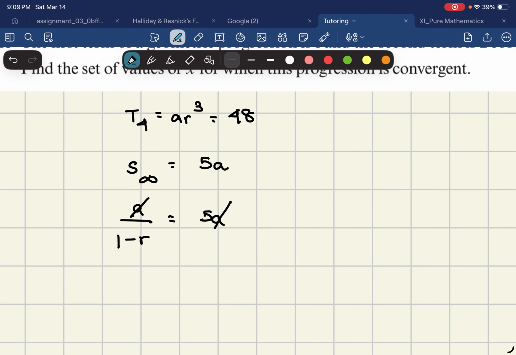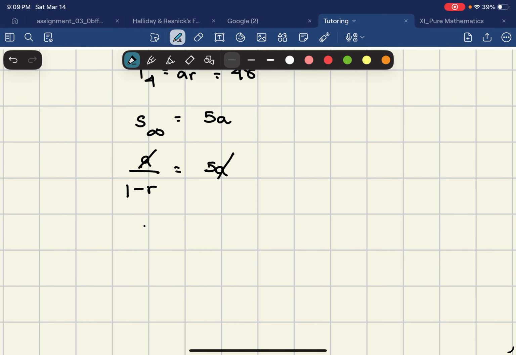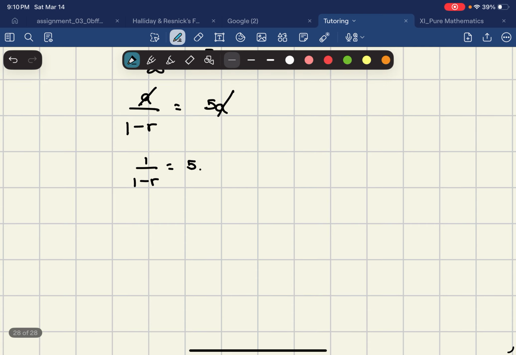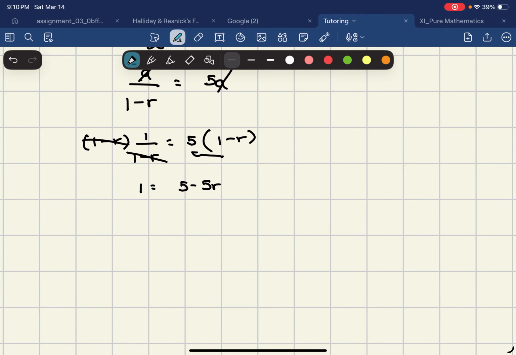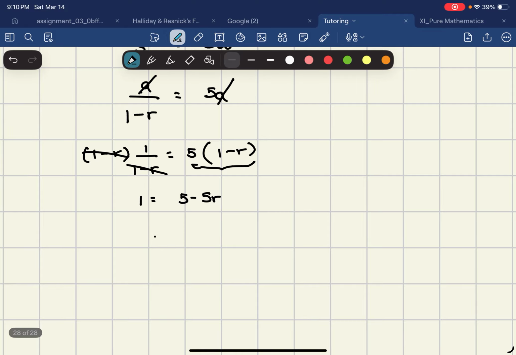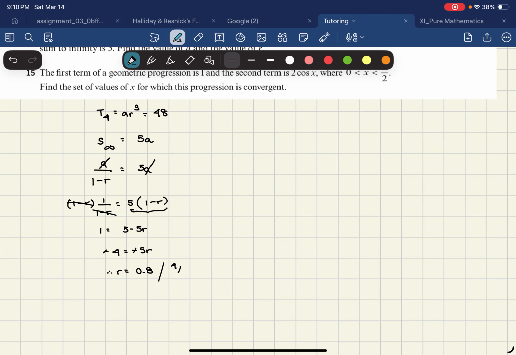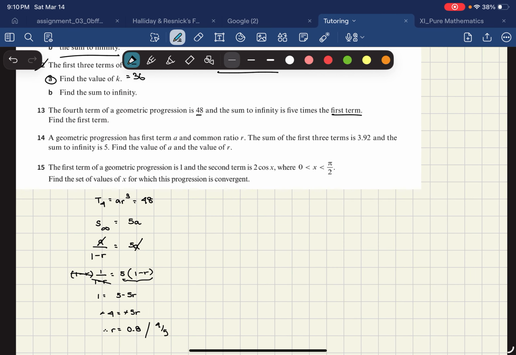For a non-zero a, I can divide by a on both sides. So I get 1 over 1 minus r is equal to 5. If I multiply by 1 minus r on both sides, these cancel out, and on the right-hand side I get 5 minus 5r. If I subtract 5 on both sides, I get minus 4 is equal to minus 5r, and therefore r is equal to 0.8, or 4 over 5, whichever you prefer. So now we know r.